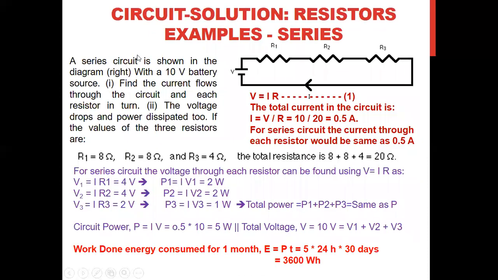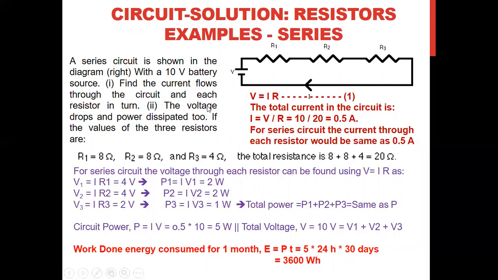Now, another example, a little bit more detailed. One series circuit is given in this picture with 3 resistors, R1, R2, and R3. The voltage source is supplying 10 volt to the circuit. Values of R1, R2, and R3 are given: 8 ohm, 8 ohm, and 4 ohm. Question is asking us, find the current flow through the circuit and each resistor. Through the circuit means I, and then for each resistor, I1, I2, I3, if we consider the current for resistor R1, R2, and R3.